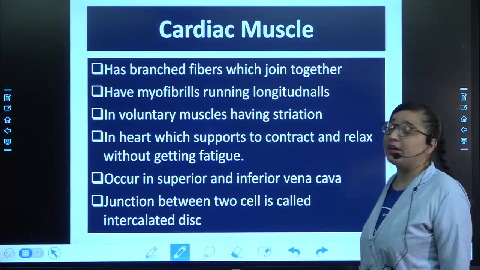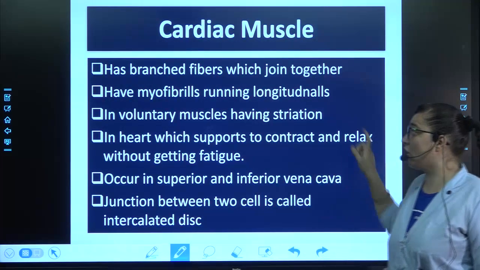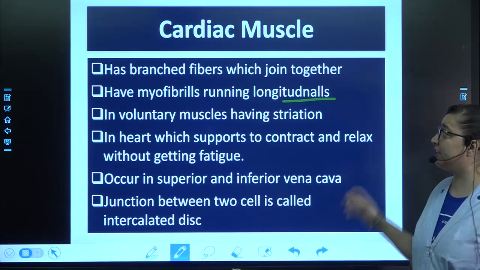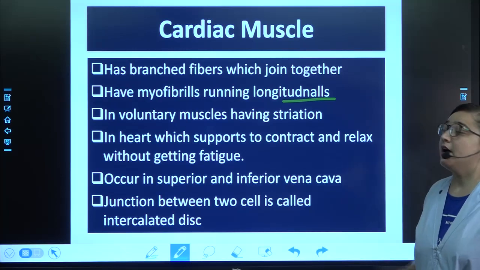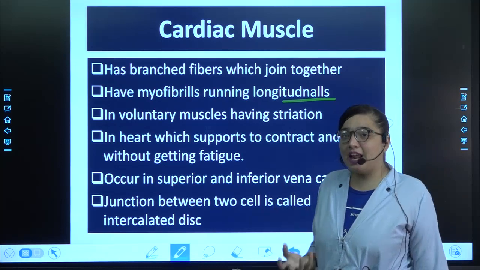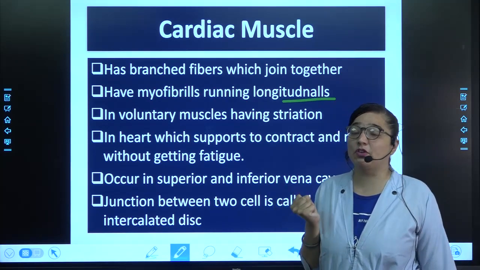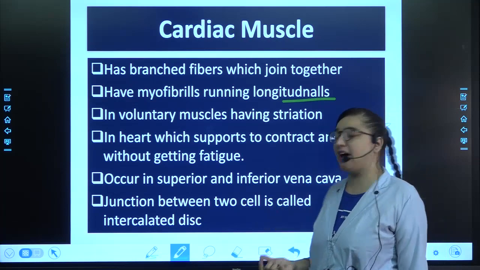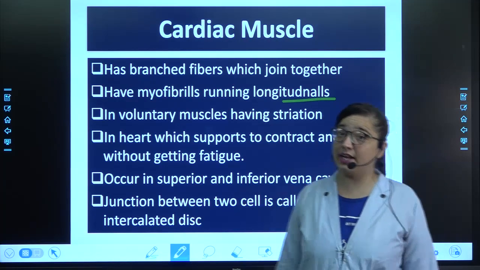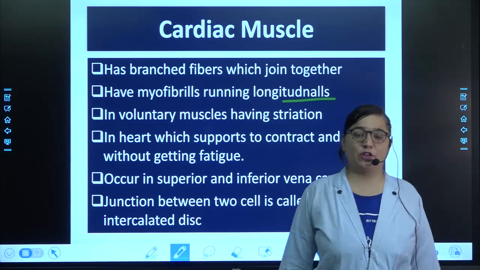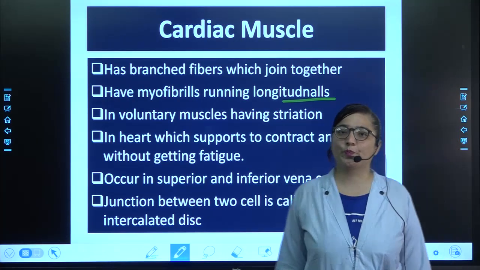Once again, they have branched fibers and myofibrils running longitudinally. They have striations moreover in the heart. They help in contraction and relaxation without getting fatigued. Then where do they occur? In the superior and inferior vena cava, and the junction between the two cells is called the intercalated disc. Okay, so now let's have a look at one of the videos.